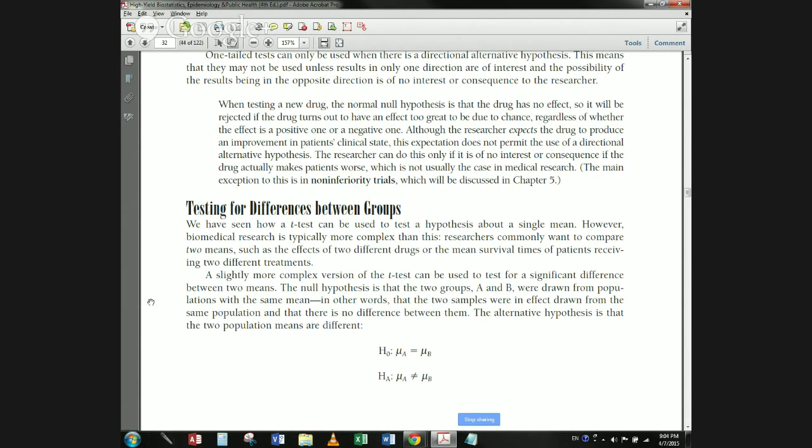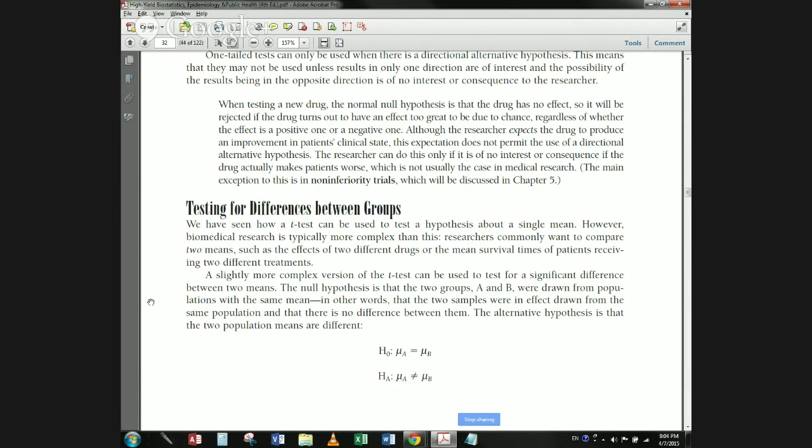When testing a new drug, the normal null hypothesis is that the drug has no effect, so it will be rejected if the drug turns out to have an effect too great to be due to chance, regardless of whether the effect is a positive one or a negative one.